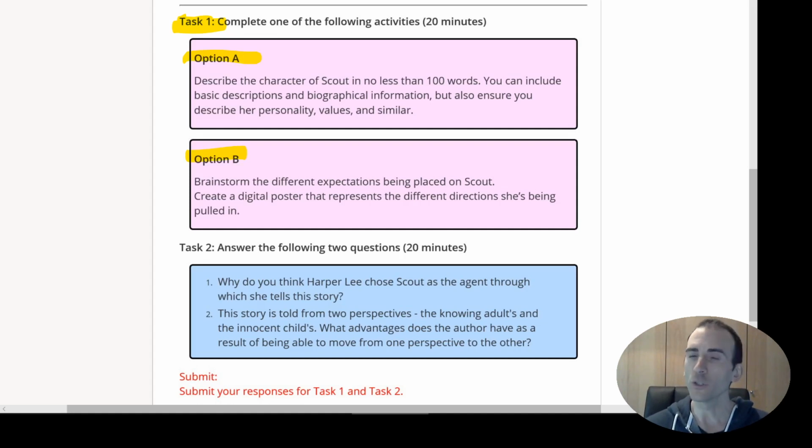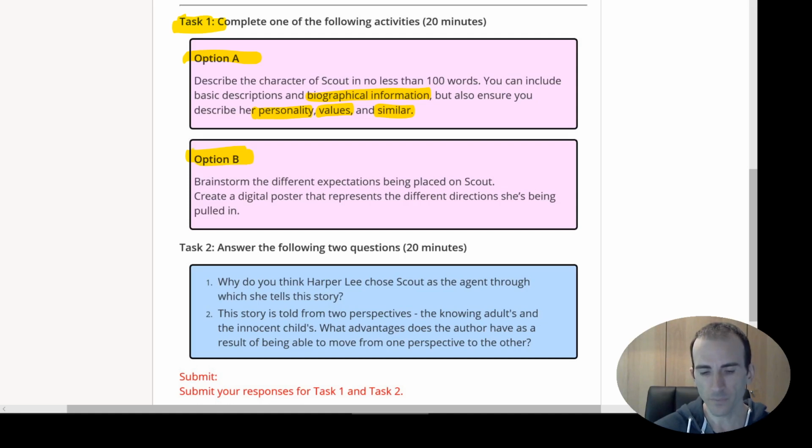The first one, you get to write in words a sort of character profile for Scout. I've said include biographical information, that's age and things like that, but also ensure you describe her personality, her values, and other similar information that really tell us who she is and what she's like. Values, in case you're not sure, refers to your morals, your beliefs about what's right and wrong.